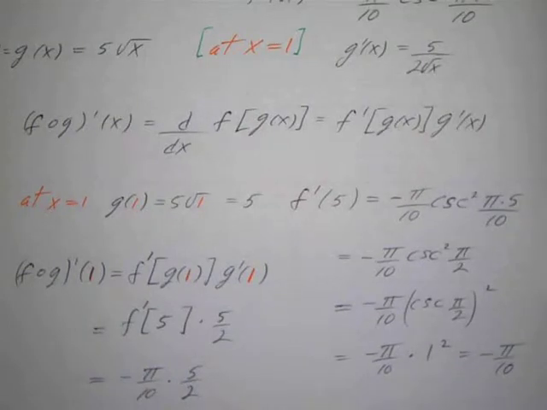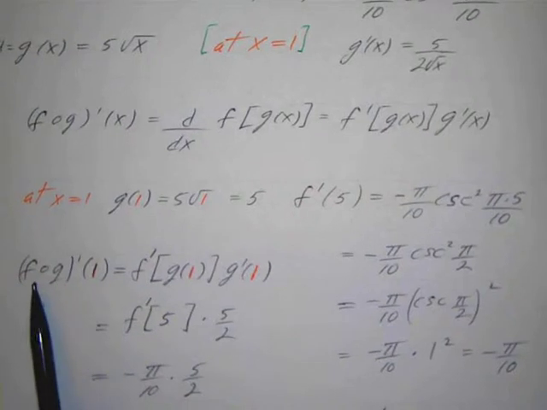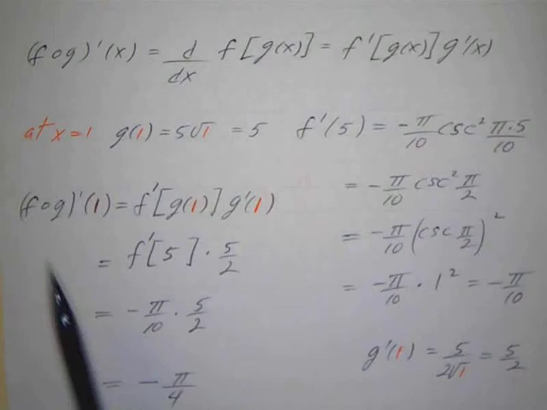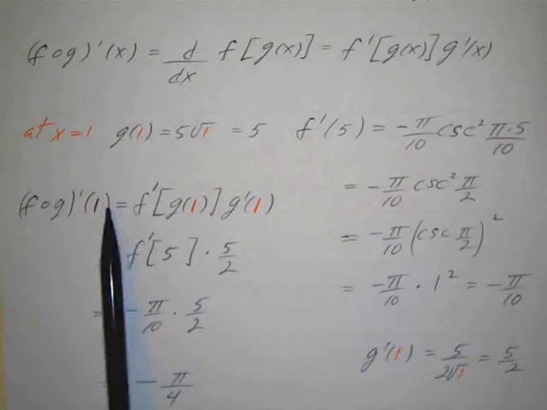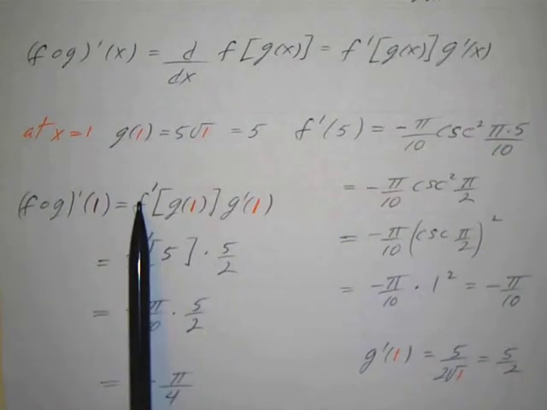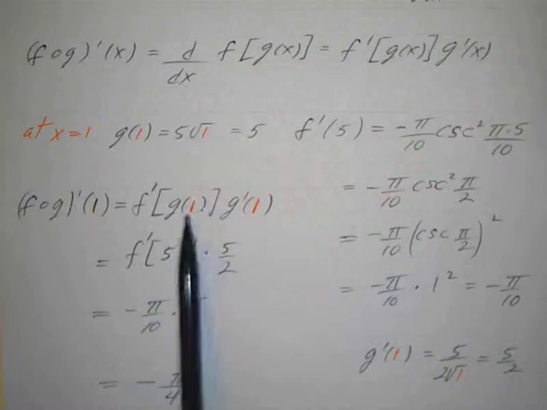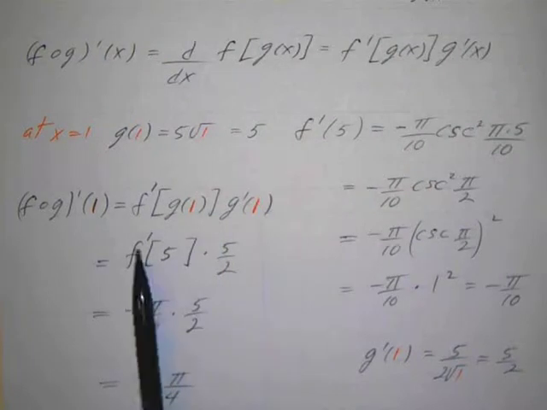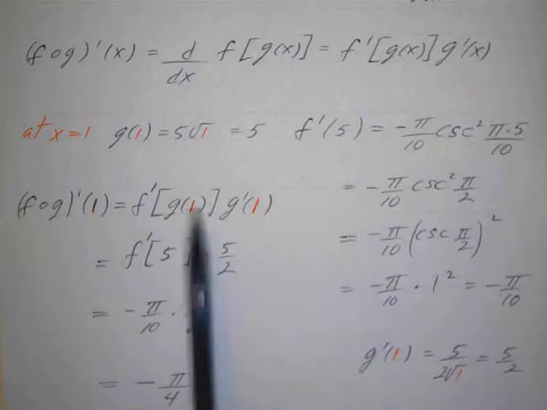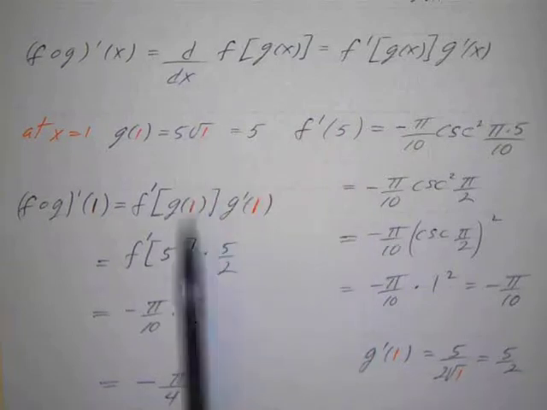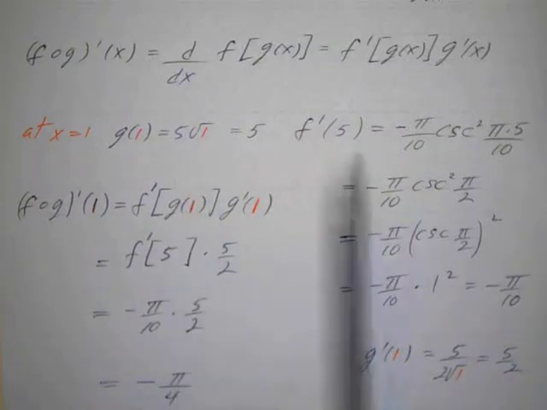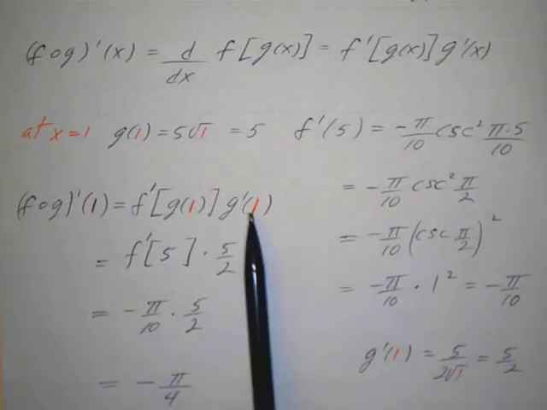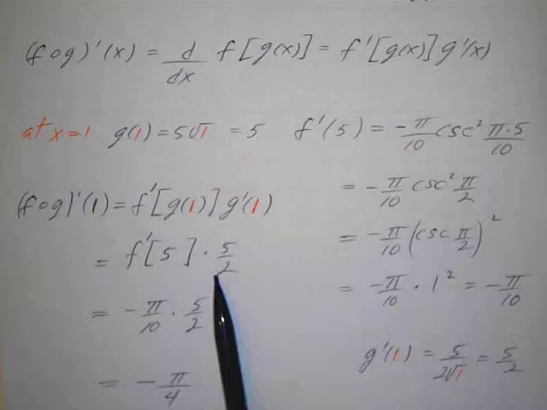So there we go. Now we're going to put it all together, and we're going to evaluate this composite derivative at 1. That's going to be, by the chain rule, the derivative of the outside function evaluated at the inside function times the derivative of the inside function. Well, g of 1 was equal to 5, so that goes in here. And then I evaluate that, so I put the 5 in there, and that's where we got the negative pi over 10. And then g prime of 1 over here is 5 halves, so we just substitute it.